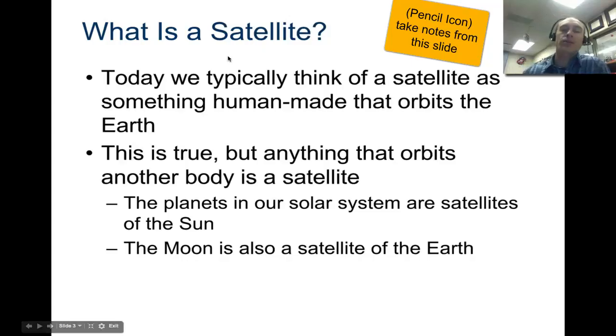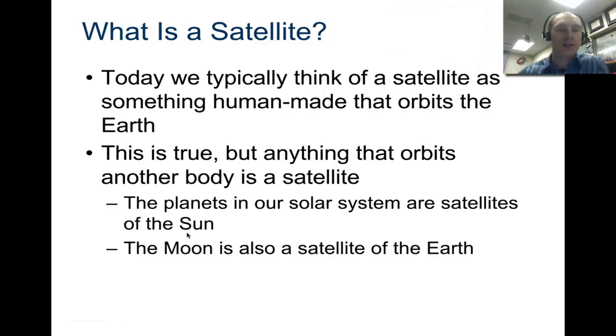So, a satellite, today we typically think of a satellite as something human-made that orbits the Earth, but as we mentioned when we were talking about space junk and things like that, anything that orbits another body is a satellite. So planets in our solar system are satellites of the sun, the moon is a satellite of the Earth, so these might be good examples to write down. Planets around the sun, moon around the Earth, those kinds of things.